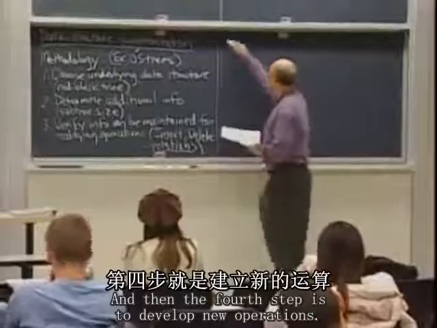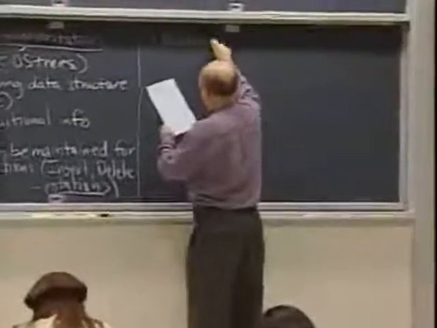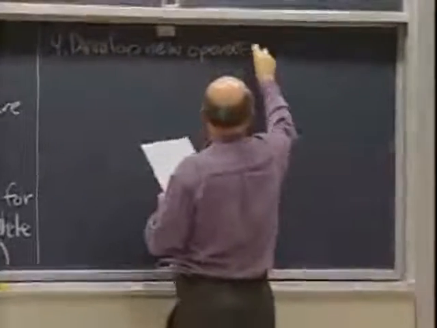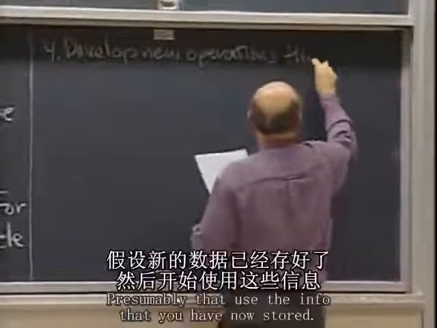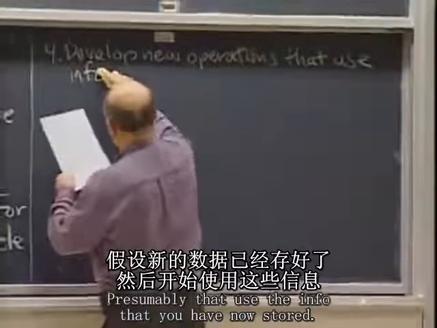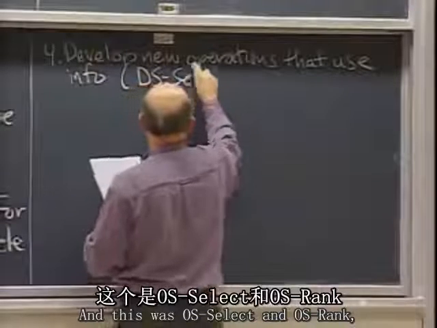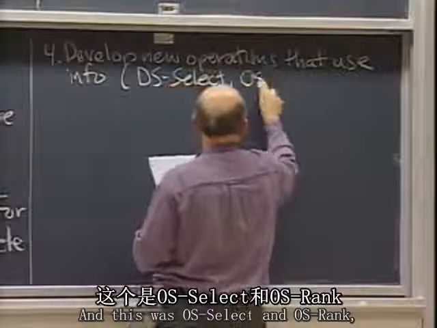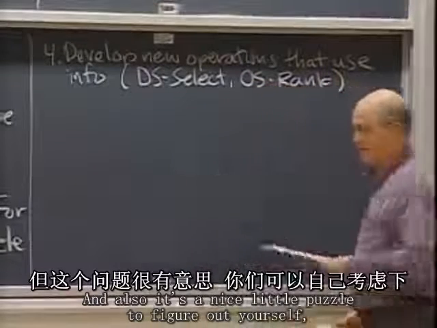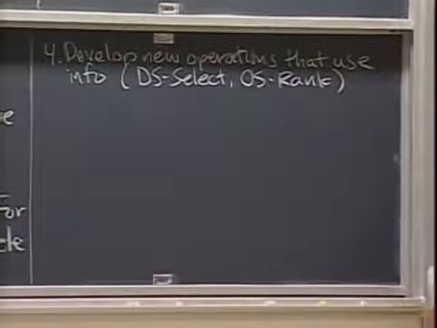And then the fourth step is to develop new operations, presumably that use the info that you've now stored. And this was OS select and OS rank, which we didn't give, but which is there, and it's a nice little puzzle to figure out yourself how you would build OS rank. Not a hard piece of code. Okay?